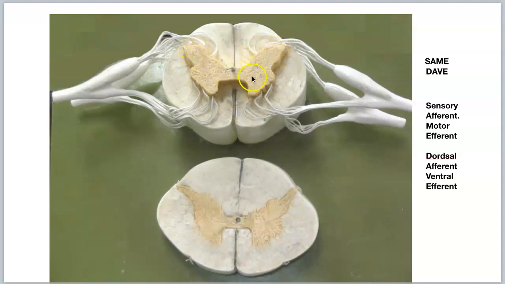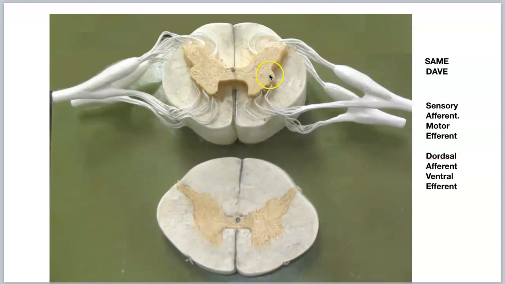Here's the gray matter. Here is the dorsal horn. Here is the lateral horn. Here's the ventral horn. Here's the dorsal root ganglion, where the sensory unipolar cell bodies of our neurons are hanging out. They're going to send their axons in through this structure called the dorsal root, and they are going to synapse in the dorsal horn with interneurons. And then we'll talk about what those interneurons are going to be doing.